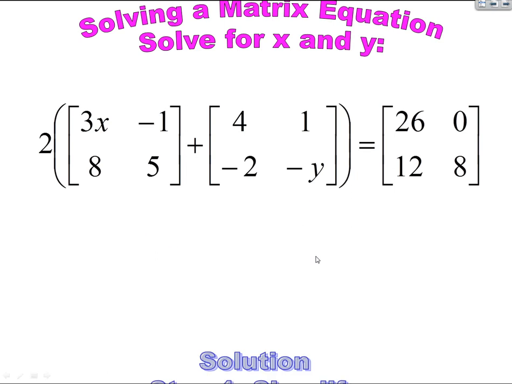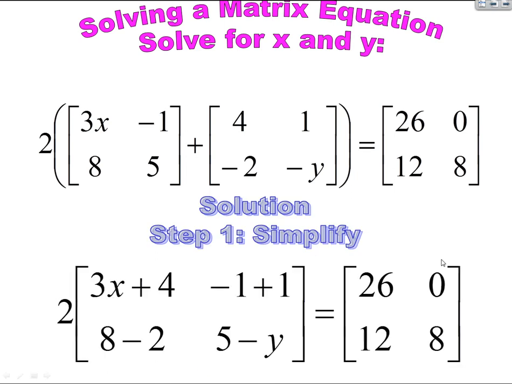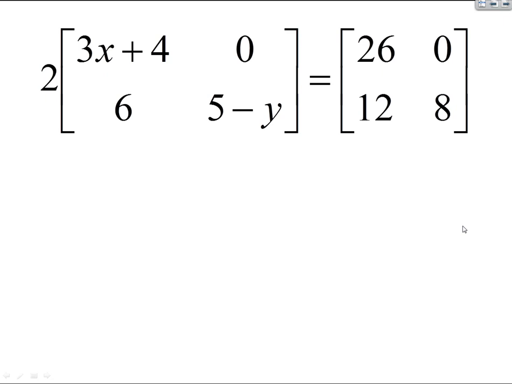If I combine this stuff, we're going to simplify the matrix. By order of operations, first I work inside the parentheses, right? So I'd add up those two matrices and get something like this, right? 3x plus 4, -1 plus 1, etc. Okay, so I get that. Now what?